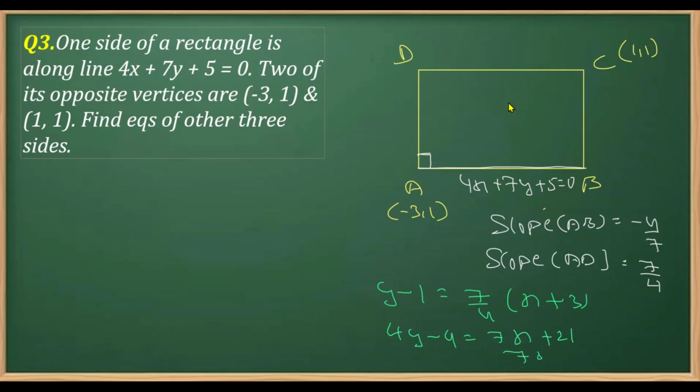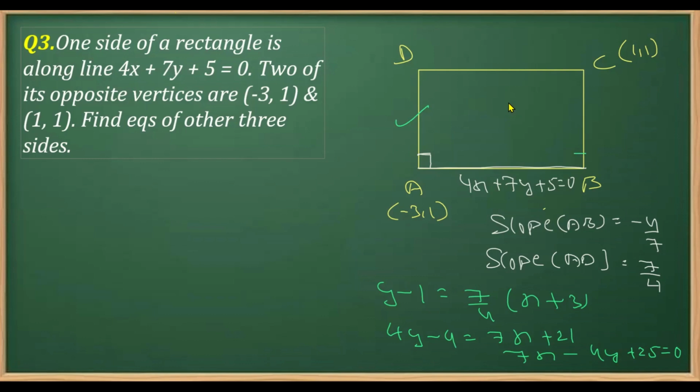I can further simplify it and write it as 7x minus 4y plus 25 equals 0. So I'm writing all on the right hand side, that is 7x minus 4y plus 25. So that gives us the equation of this line. Now in the same manner, I can obtain the equation of this line also.